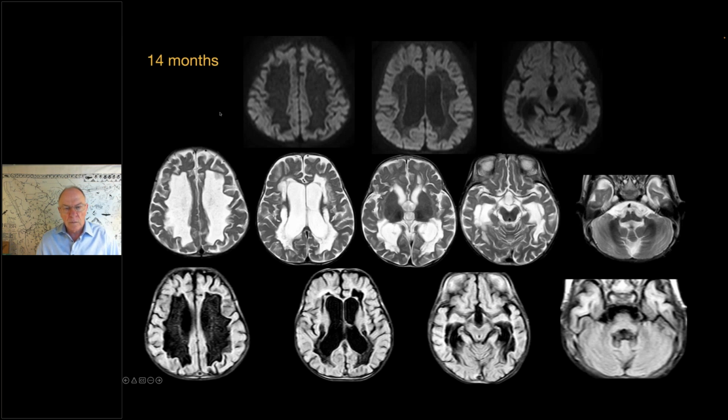So this is at the age of 14 months. And at the age of 14 months, you can appreciate that the white matter changes again remain relatively stable or slightly progressed. No diffusion changes in the white matter or the deep gray nuclei. There is almost complete cavitation or cavitatory appearance of the involved white matter. Brainstem and cerebellum are relatively spared.